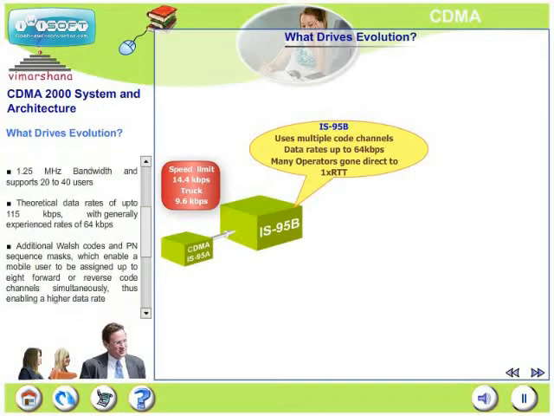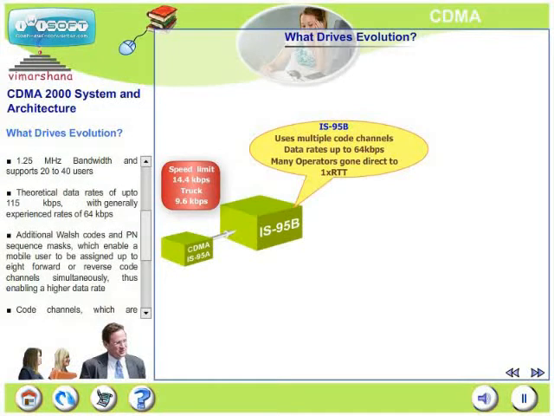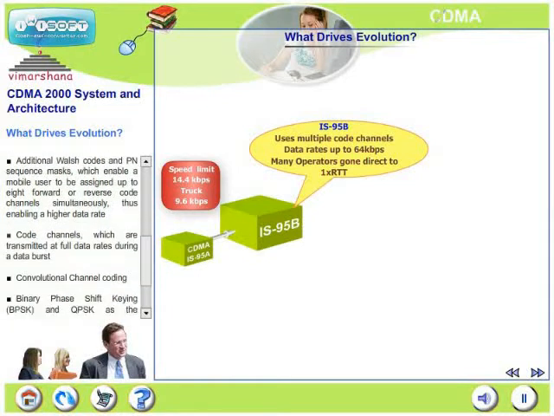1.25 MHz bandwidth, can support 20 to 40 users. Theoretical data rates can go up to 115 kilobits per second, but the actual experience will be typically about 64 kilobits per second. Additional Walsh codes and PN sequence masks enable a mobile user to be assigned up to 8 forward or reverse code channels simultaneously, thus enabling a higher data rate.